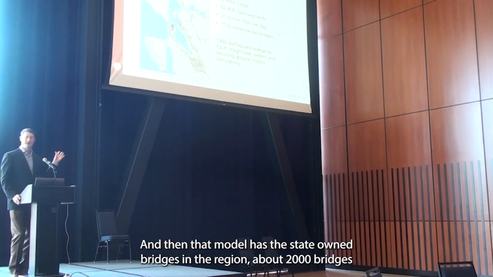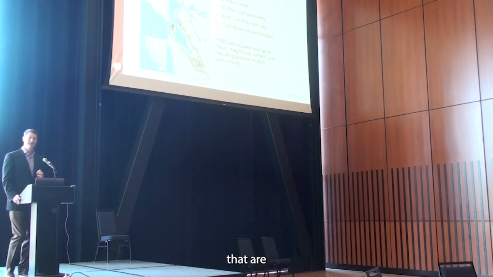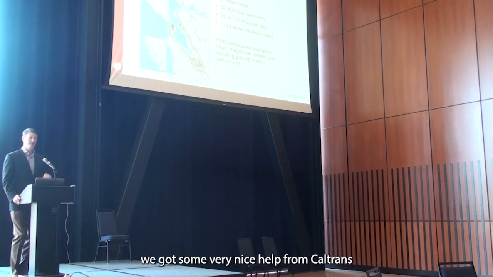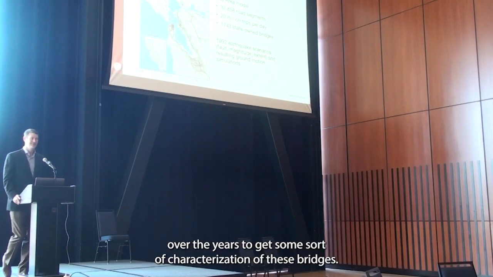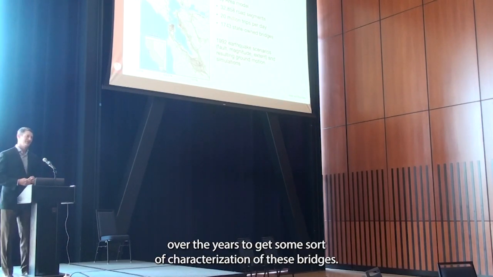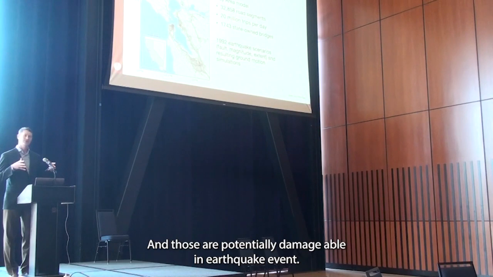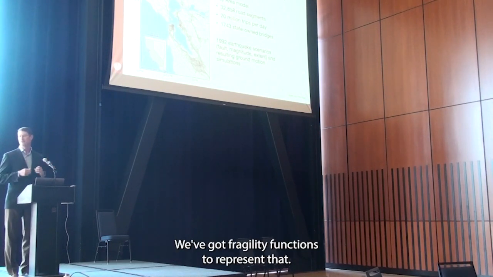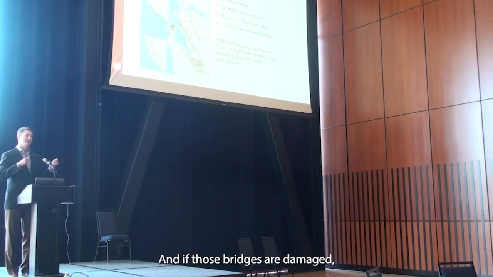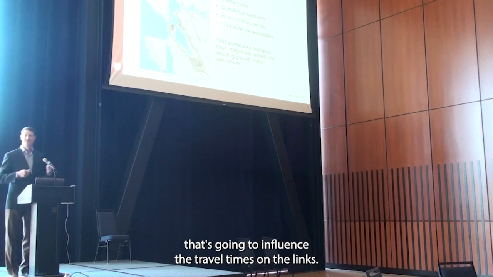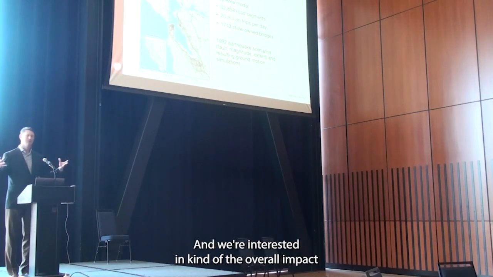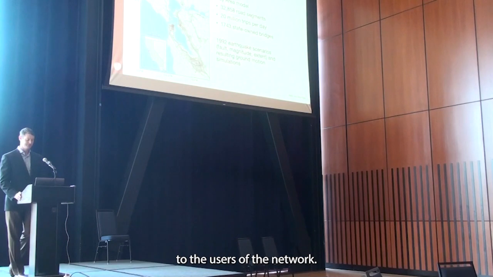And then the model has the state-owned bridges in the region, about 2,000 bridges. We got some very nice help from Caltrans over the years to get some sort of characterization of these bridges, and those are potentially damageable in an earthquake event. We've got fragility functions to represent that. And if those bridges are damaged, that's going to influence the travel times on the links, and we're interested in kind of the overall impact to the users of the network.